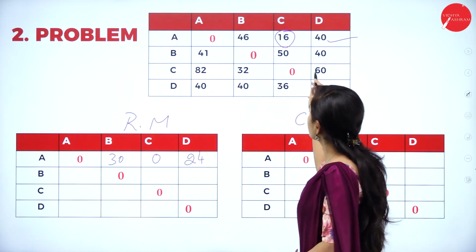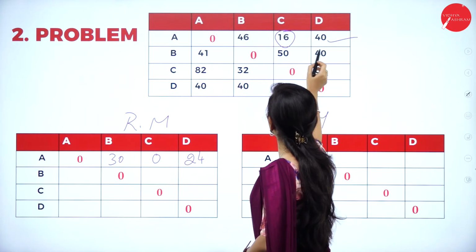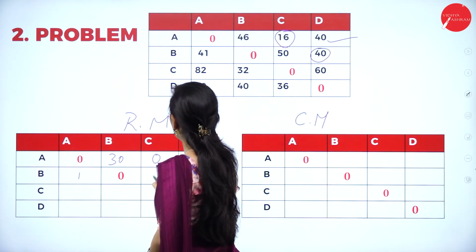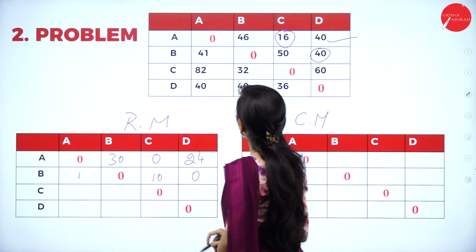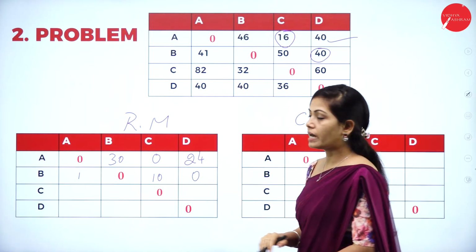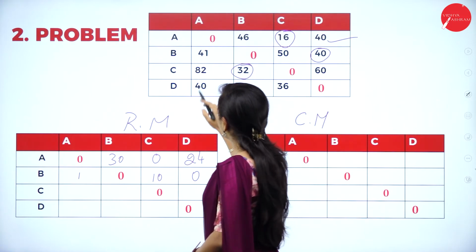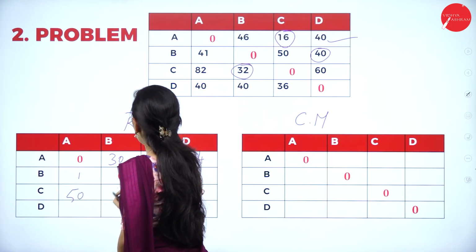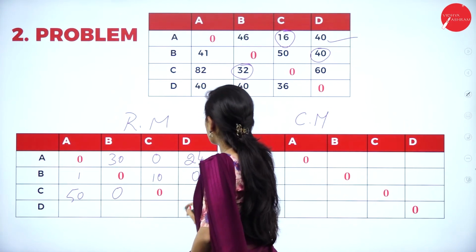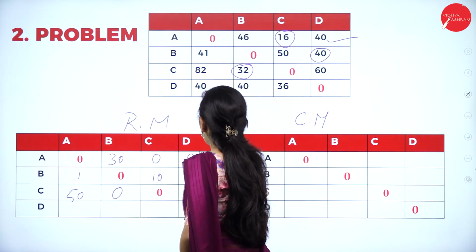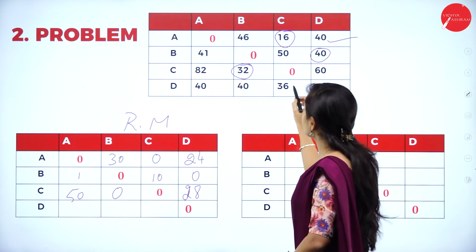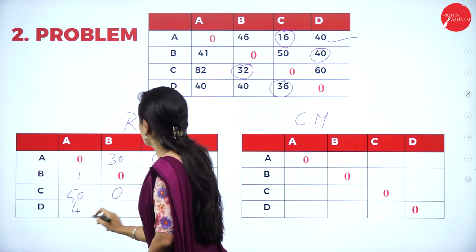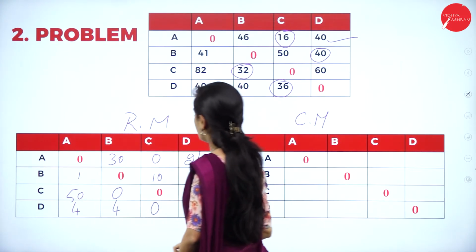And the next least value in the second row is 40: 40 minus 40 is 0, 1 and 10 and 0. In the third row, the least value is 32. 82 minus 32 is 50, 32 minus 32 is 0, 60 minus 32 is 28. The least value in the last row is 36. So 40 minus 36 is 4, 4 and 0.